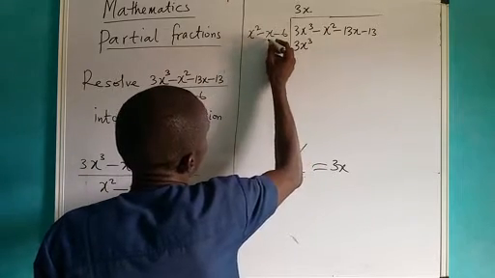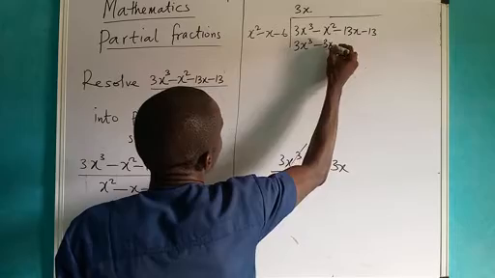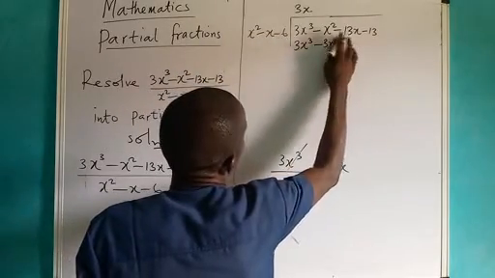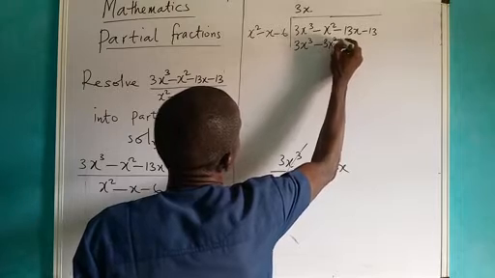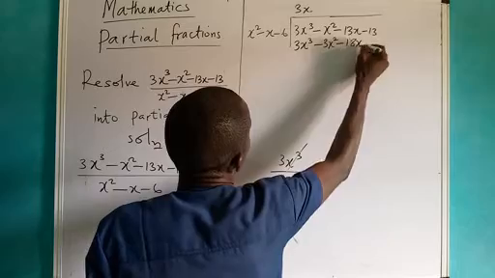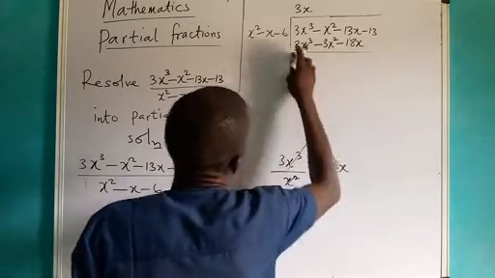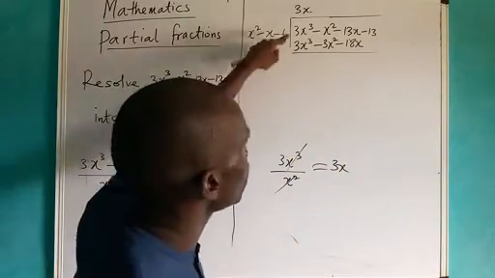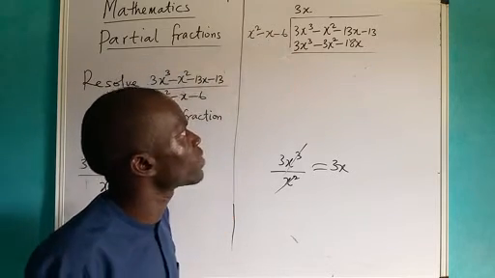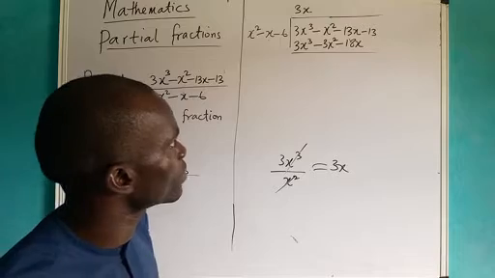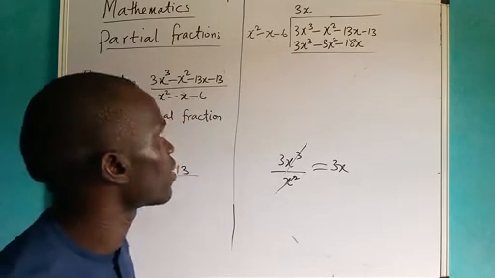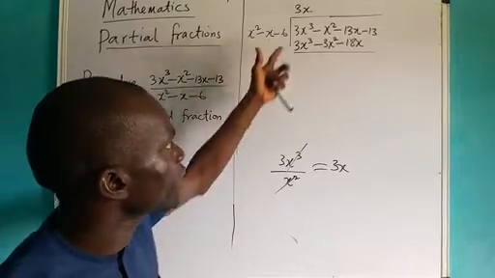3s times s is going to be 3s squared. 3s times this, we're going to have 18s. Remember, I told you that there is an invisible minus at this position, but the minus is not always indicated. We don't always indicate the minus sign.